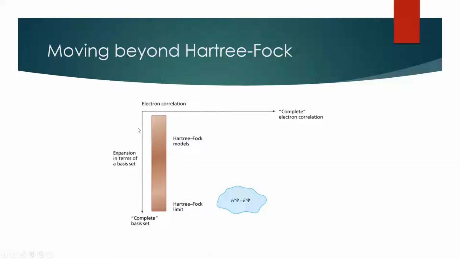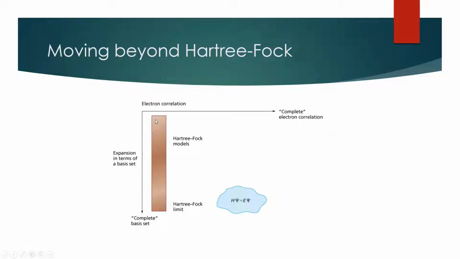In the y-axis, we have the basis sets. Remember, we're using basis sets to approximate our orbitals. The more basis sets we use, the more accurate our orbitals are. And to get a complete basis set limit, we get into the actual orbitals that we have. That would be moving down the y-axis here. So the Hartree-Fock model is just an electron correlation effective nuclear charge model, and you can use more advanced basis sets with it if you want, and we'll talk a little bit about that today. So you can get basically all down this y-axis with Hartree-Fock models.